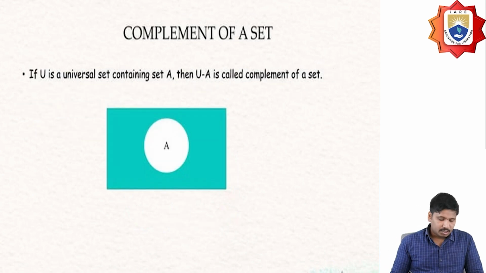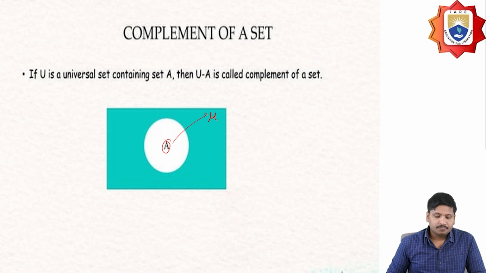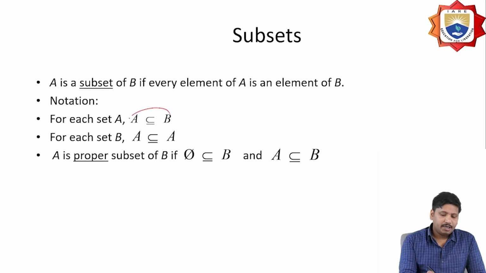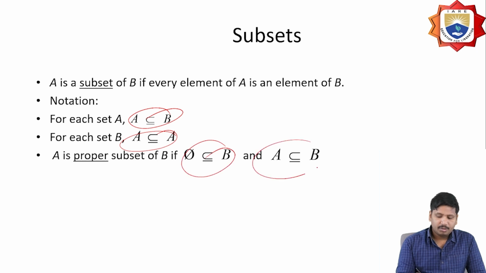And the complement of a set looks like this. Here we define μ as the universal set and A' as the complement set. So I delete the elements of A from μ, and then it should be treated as the complement of the set. And subsets: A is a subset of B if and only if every element of A is an element of B. The notation is A ⊆ B, and A is a subset of A. And then A is a proper subset of B if A is a subset of B and A is not equal to B.